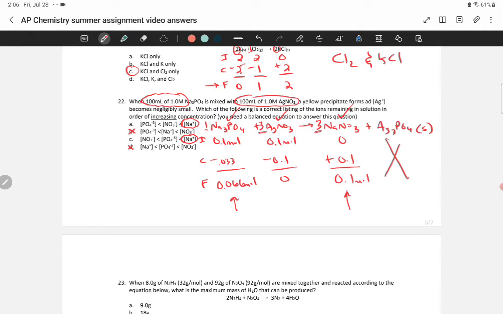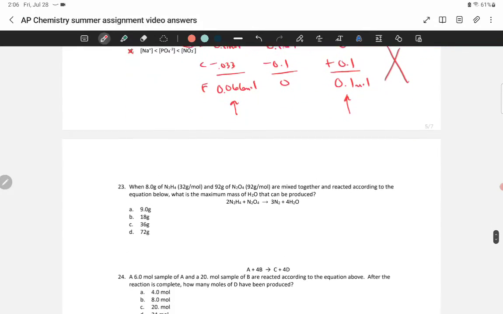Okay, so what else do we have here? We have phosphate left over, 0.066, and we made sodium nitrate, 0.1 moles of sodium ions, 0.1 moles of nitrate ions, and 0.1 is more than 0.066. So I think there's more nitrate than there is phosphate. So I think that's the most labor-intensive question for the multiple choice, but very good question for AP Chemistry.